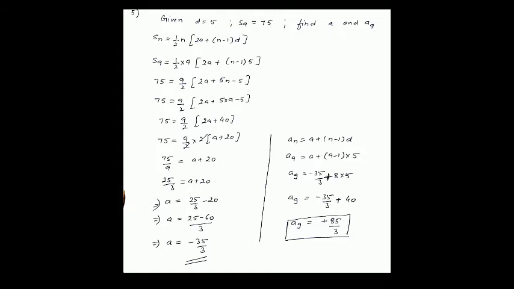But we have to find the value of a9. So we will apply the formula of the nth term, which is an is equal to a plus (n minus 1) into d. So a9 will be a plus (9 minus 1) into 5. We have to put the value of d. So a9 is equal to minus 35 by 3, because we found the value of a as minus 35 by 3. Now 9 minus 1 will be 8, into 5, which is 40. Again when we solve, we will get the ninth term as 85 by 3. I hope you have understood the fifth part.